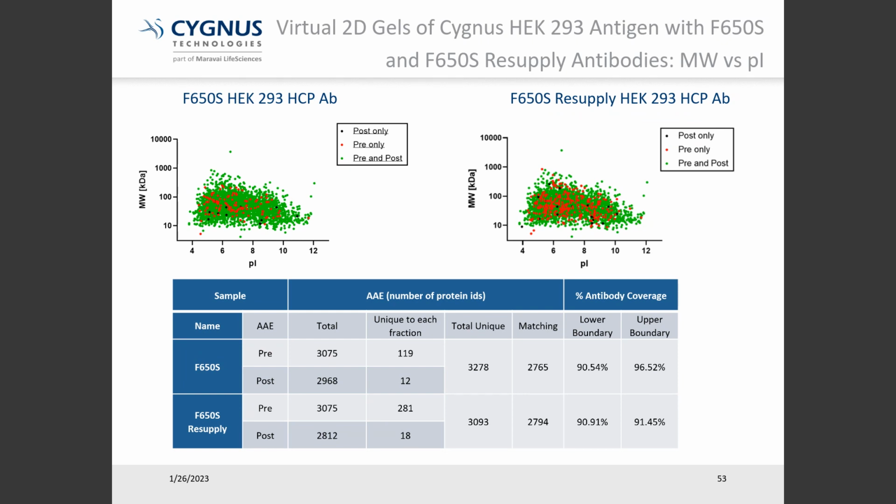And then here's more of the head-to-head bridging. So we did a single antigen. We did the AAE Mass Spec for both of them at the same time, both the resupply and the older version of 650S. Again, both of them are around 3,000 identifications and about 2,900 in the post. So coverage range of 90 to 96% before and 90 to 91% now. Again, both of them are well over 90%, and we can feel very comfortable that both of them are going to be appropriate for use in the ELISA.